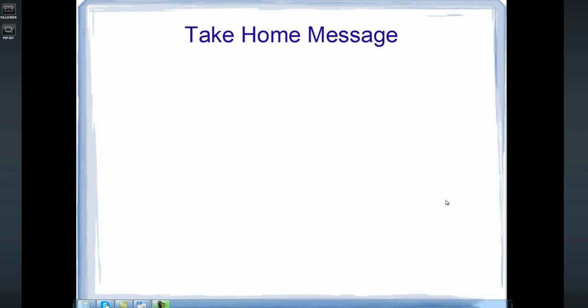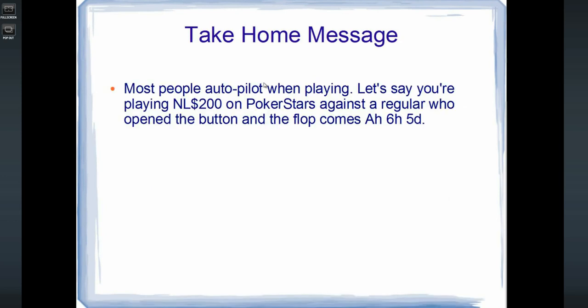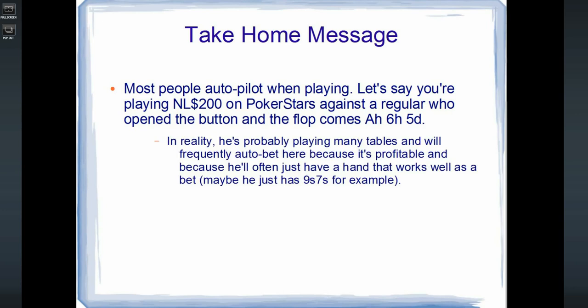All right, so what's the take-home message here? Most people autopilot when playing. So let's say you're playing No Limit 200 on PokerStars against a regular who opened the button and the flop came ace of hearts, 6 of hearts, 5 of diamonds. In reality, the person you're playing against is probably playing many tables and will frequently auto-bet here because it's profitable and because he'll often just have a hand that works well as a bet. So maybe he just has a gut shot like 9-7 of spades, for example.